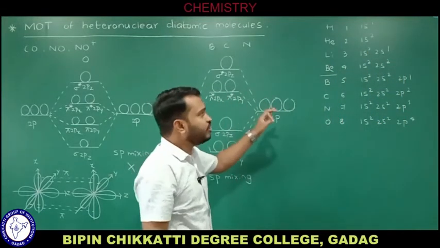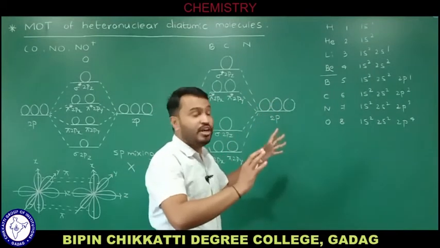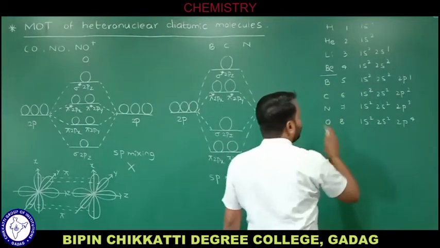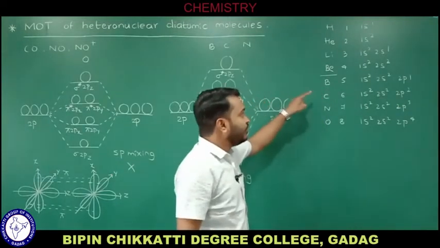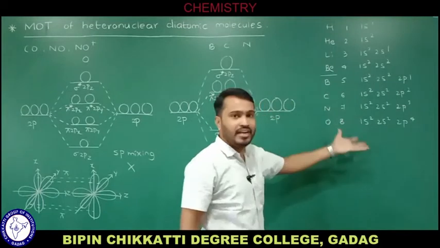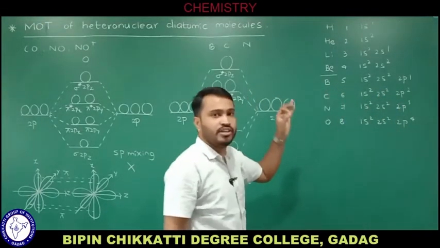So only we need to consider the energy level of 1s and 2s, and that will be same. Whereas when you start with the element boron, in boron we have 1 electron in 2p. When you consider carbon, nitrogen and oxygen, the 1 electron is going to be added in the same shell. Means in the 2p atomic orbital only 1 electron is going to add.